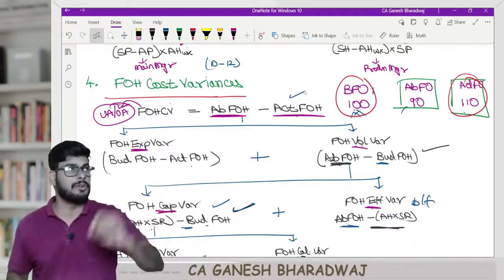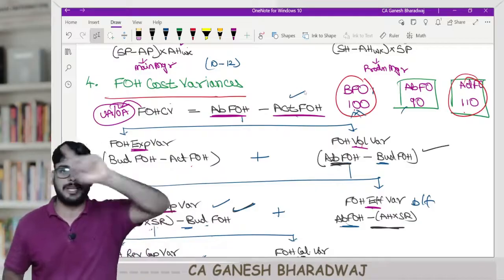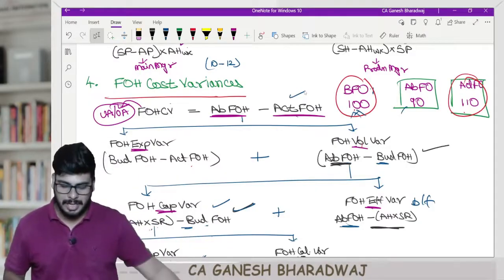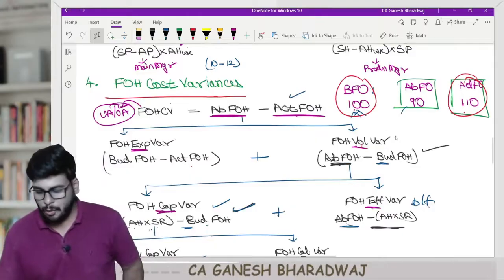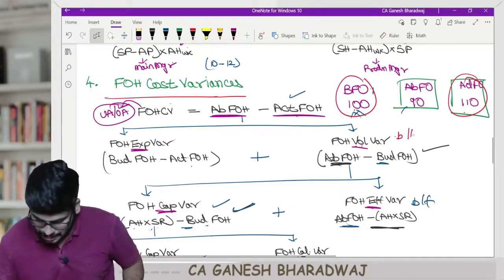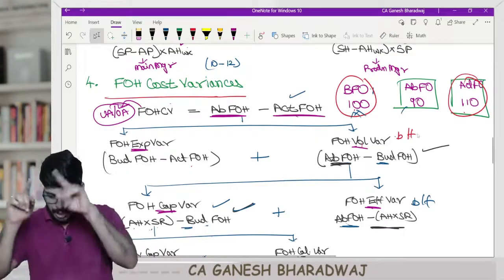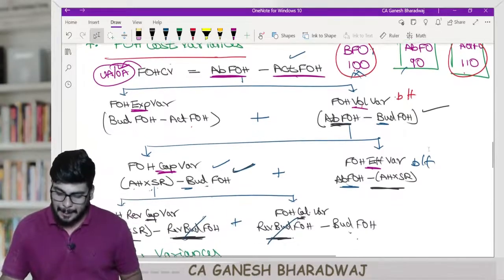Here the fixed overhead cost variance is what? Your absorbed minus actual. On the left side you have expenditure variance. It's going to be budget minus actual. So your volume variance is going to be your balancing figure. That's absorbed minus budget. Now volume variance segregates into two: capacity and efficiency.